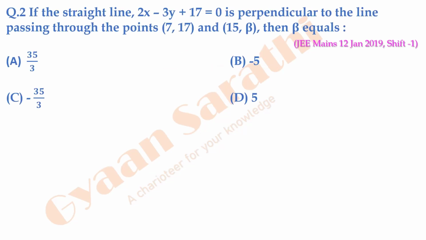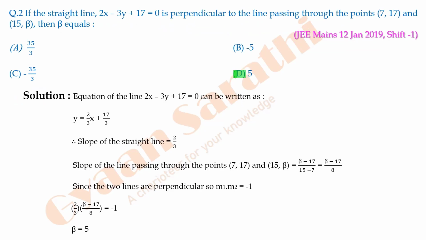Moving ahead, we have a question from JEE Mains 12 January 2019 shift 1. The question says: if the straight line 2x minus 3y plus 17 is equal to 0 is perpendicular to the line passing through the points (7, 17) and (15, beta), then the value of beta is A) 35 by 3, B) minus 5, C) minus 35 by 3 and D) 5. Let us see how to solve this question.